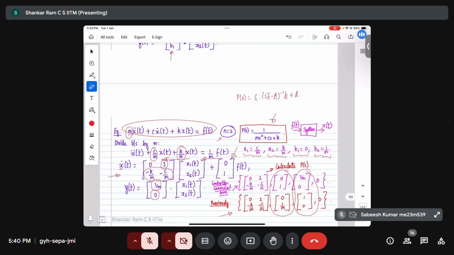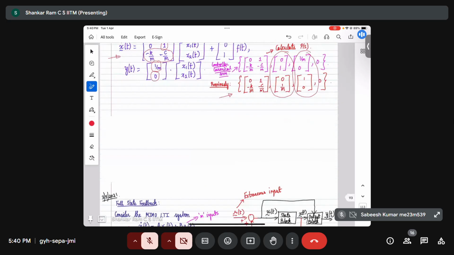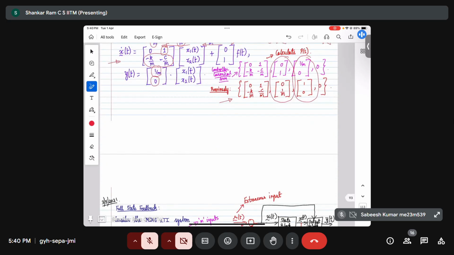Tomorrow's class, we will look at what is called full state feedback, where we will start putting together all the concepts that we learn and figure out how to design a controller using the state space representation. We look at a design example, and then we look at something called observability, and that will lead us to the close of the theoretical part of this course. We may need another 3 lectures to complete the theory part of this course. So any questions on what we learned today?